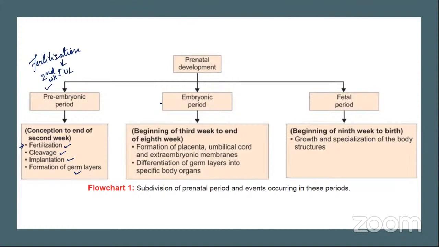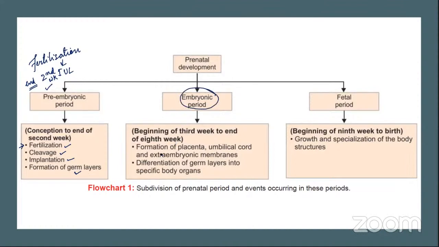Now the embryonic period usually extends from the beginning of the third week to the end of the 8th week. That's what is written on your screen also. Beginning of the third week to the end of the 8th week. Till the end of the second week, we already have the pre-embryonic period. After that, from the beginning of the third week till the end of the 8th week, is what we call the embryonic period.